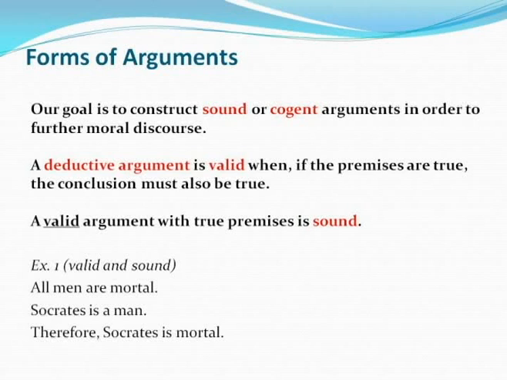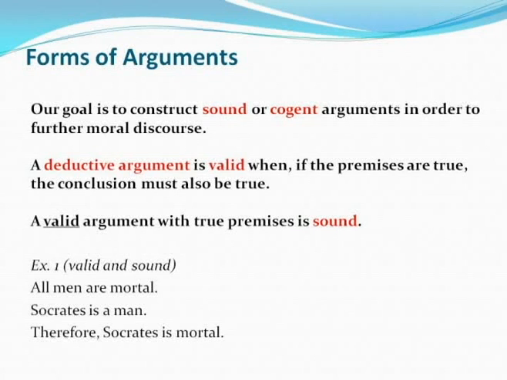The argument must be valid, meaning that the conclusion must follow from the premises in such a way that if the premises are true, the conclusion must also be true. When we have a valid argument with true premises, we have a sound argument. Let's look at our first example, as it is sound. It is a valid argument and the premises are true, making the conclusion true.